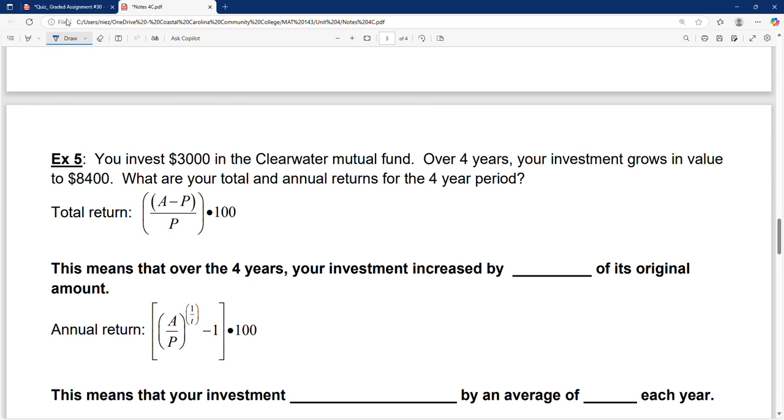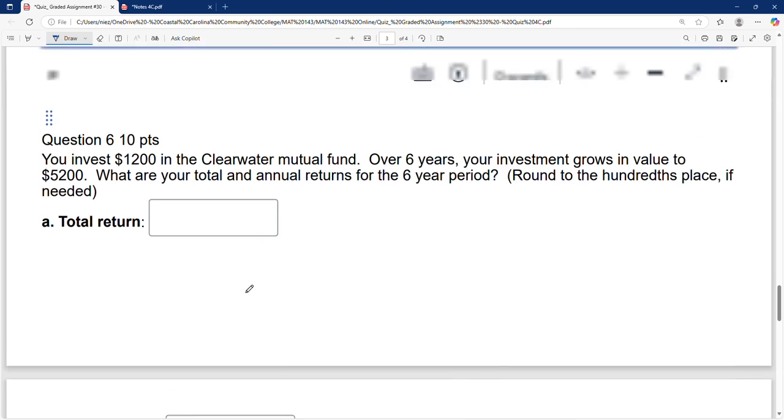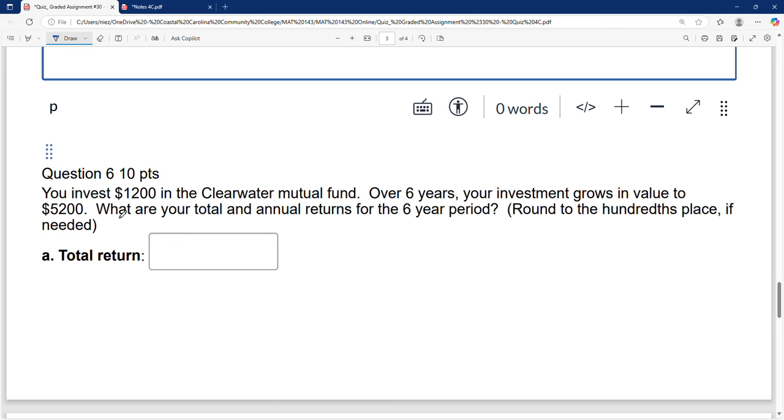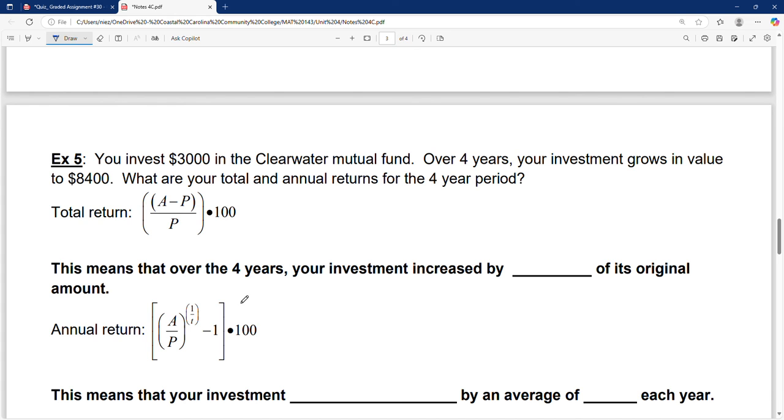Okay, now let's see this question. You invest 12 in this mutual fund over 6 years. Your investment grows into a value, which they already told you. So this is your investment, which is the principal P, and after 6 years you get this much. This is the accumulated balance or maturity value. Then use the formulas I just showed you in the note, total return and annual return.